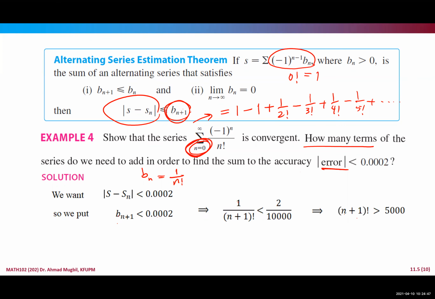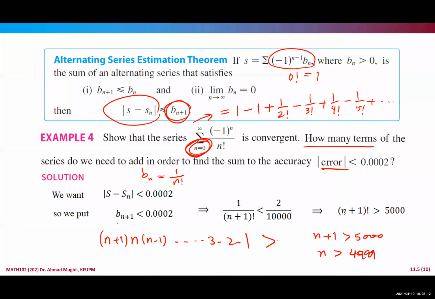Now, we cannot solve this, ya Shabab, algebraically. If it was n plus 1 greater than 5,000, this is easy. It means that n is greater than 4,999. Okay? But this is not the case. n factorial here means what, ya Shabab? It means n multiplied by n minus 1, down until 3, 2, 1. So it is not easy to be solved algebraically. So what should we do in this case?